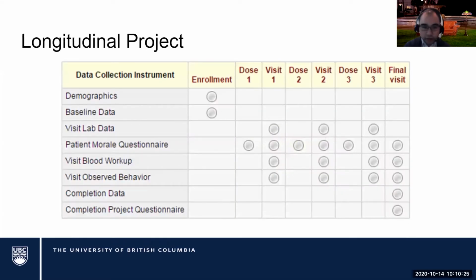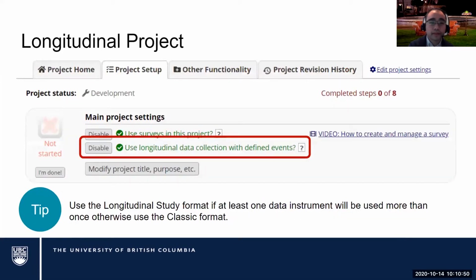The other general type is the longitudinal project. That's when there are multiple visits, and forms are collected at multiple time points, like every 6 months, every 45 days, and so on. As you can see here, for example, the patient morale questionnaire is collected at every time point. So that's just a brief description of the types of projects that you can create in REDCap.